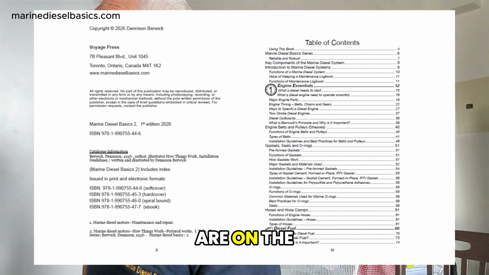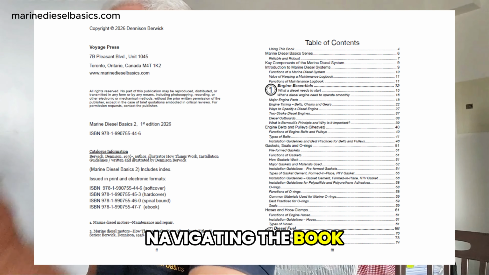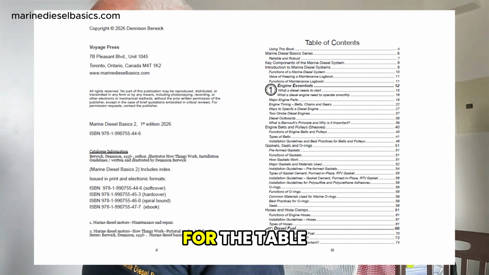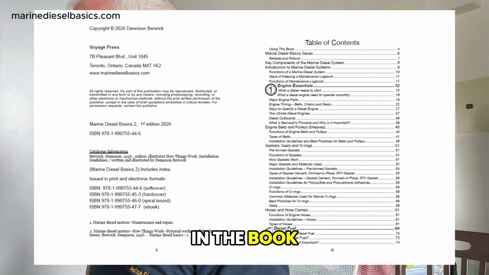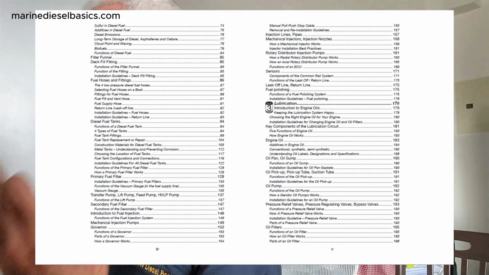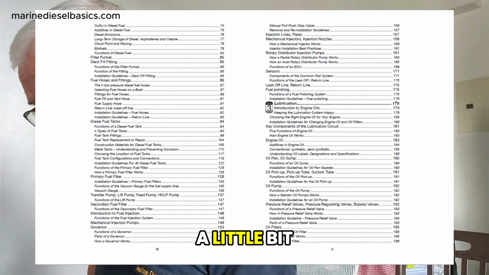So here we are on the table of content. This is the first level of navigating the book. There's 11 pages for the table of content. This is only the first 2 levels of headings in the book. Each section, as you can see, has engine essentials, diesel fuel, lubrication, which breaks it up a little bit.